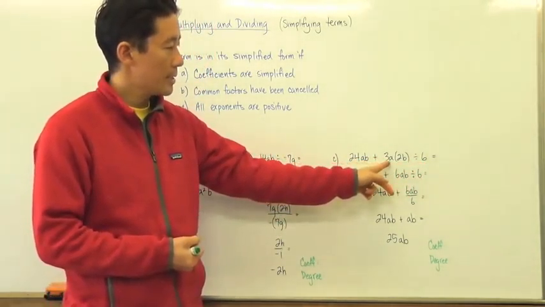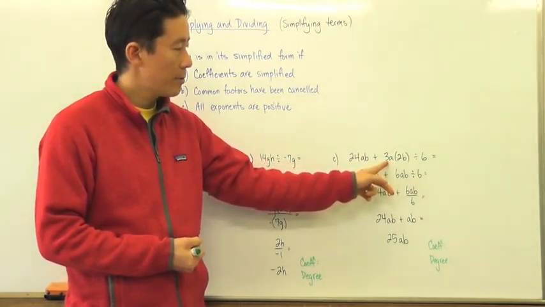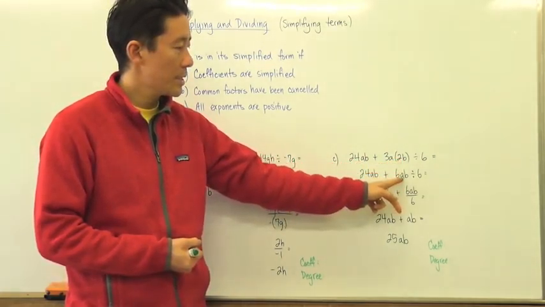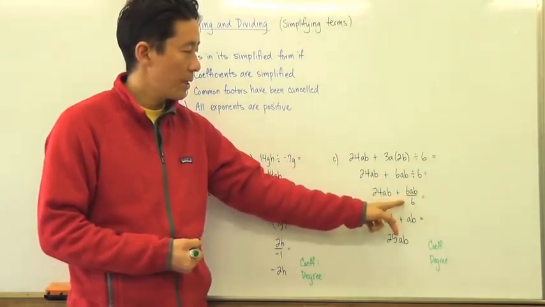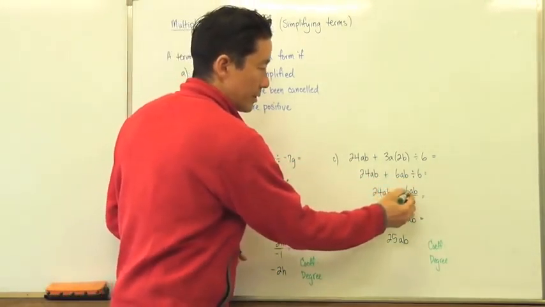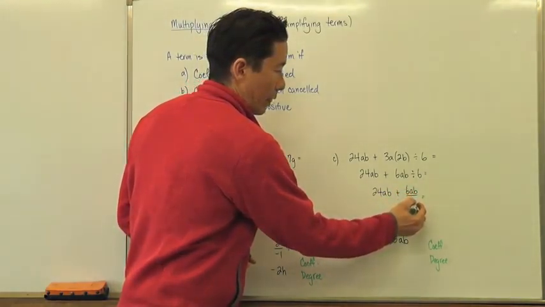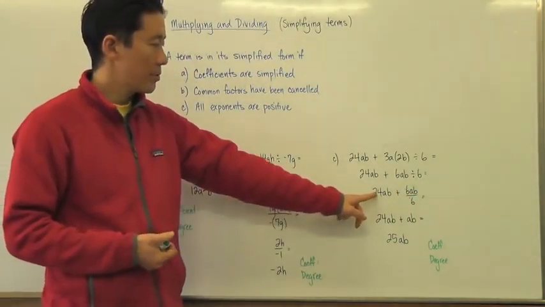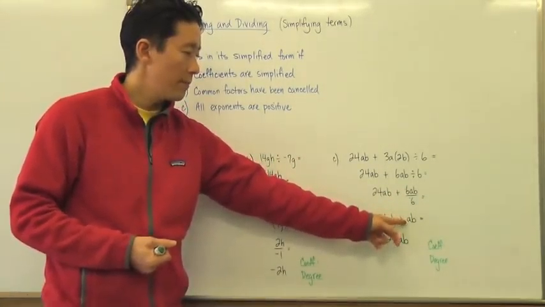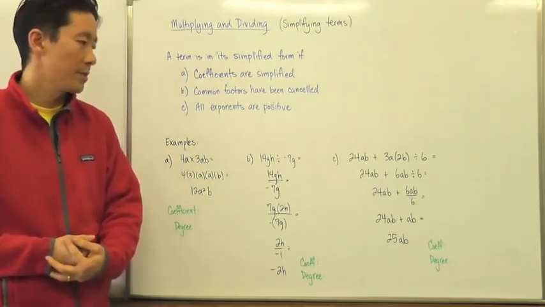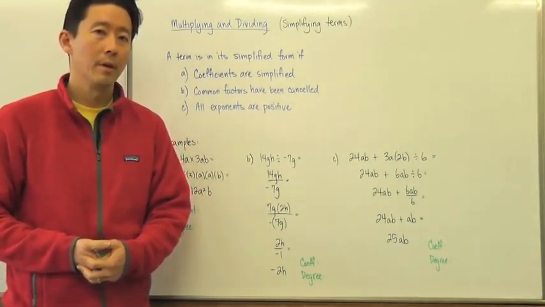So if I take 3a times 2b, that's going to be 6ab. If we divide that by 6, change that into this form here, and cancel the common factors, then what I have here is 24ab plus ab, and of course there's a 1 in front of that. So what I come up with is 25ab.